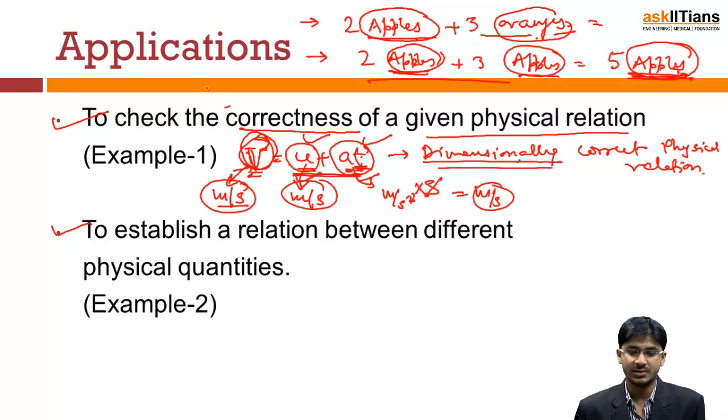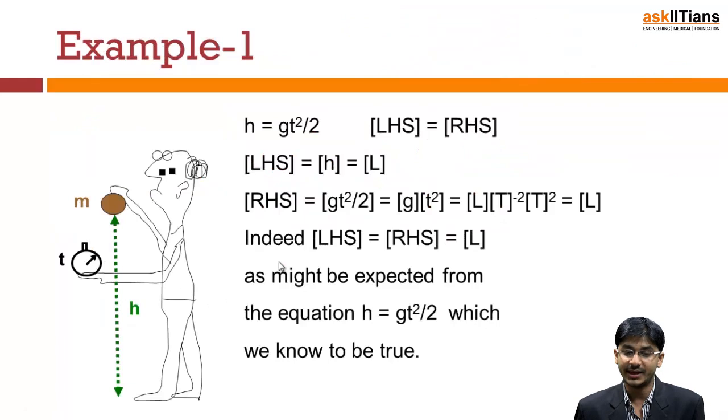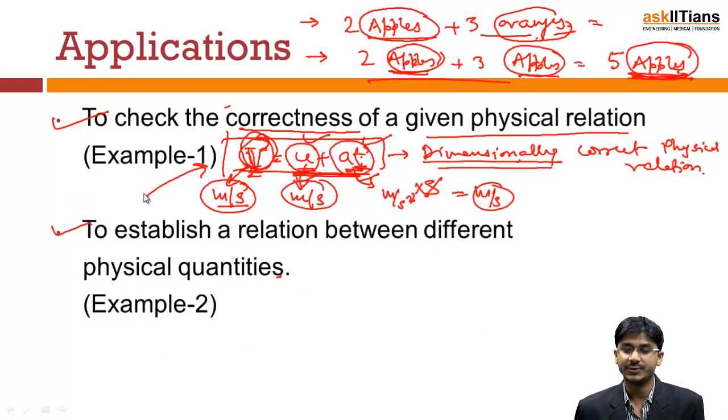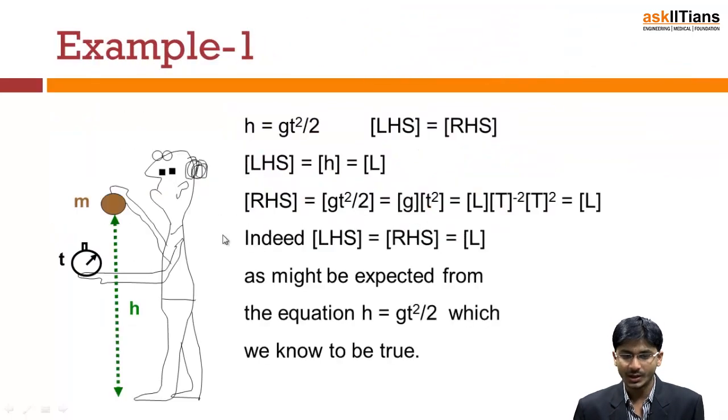Now the other thing that we can do is to establish a relation between different physical quantities. We can establish a relation, meaning any equation is a relation between different physical quantities. We can derive a formula like this by using different physical quantities. How can we do it? We'll see how we can solve all this with detailed examples. Now this is the first example.